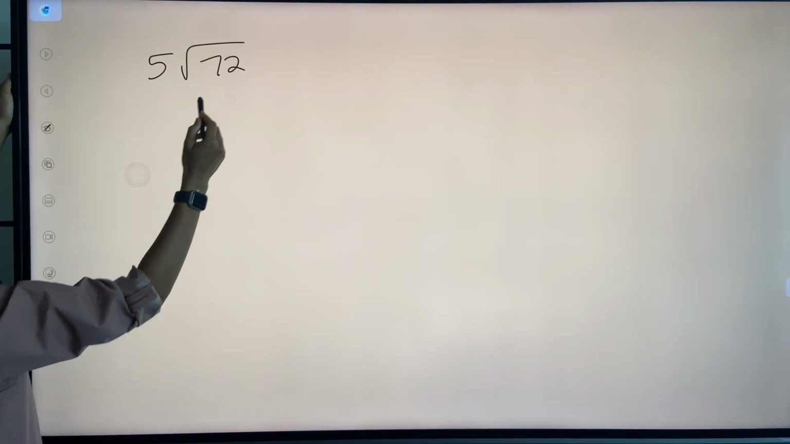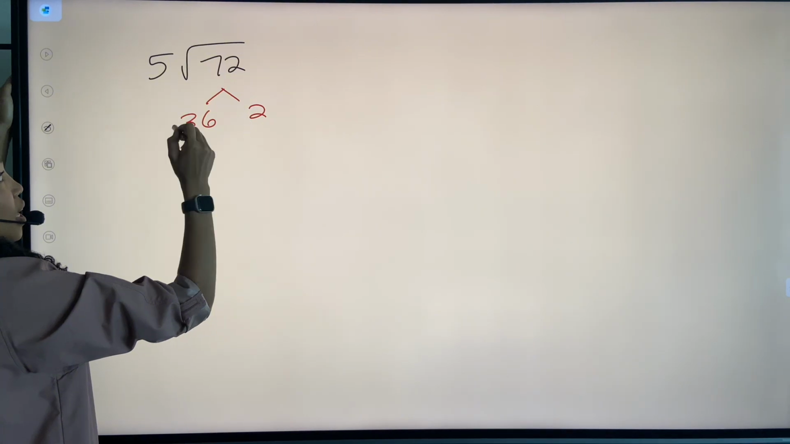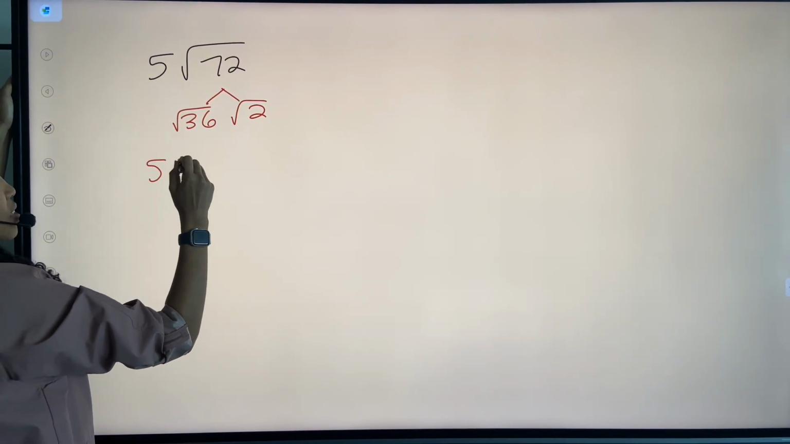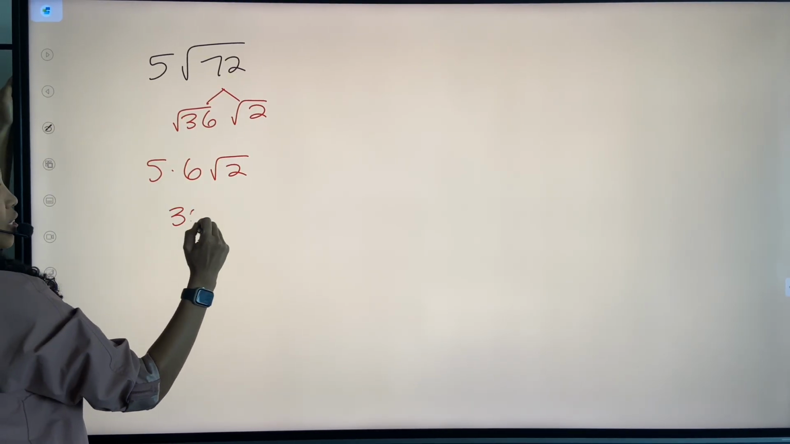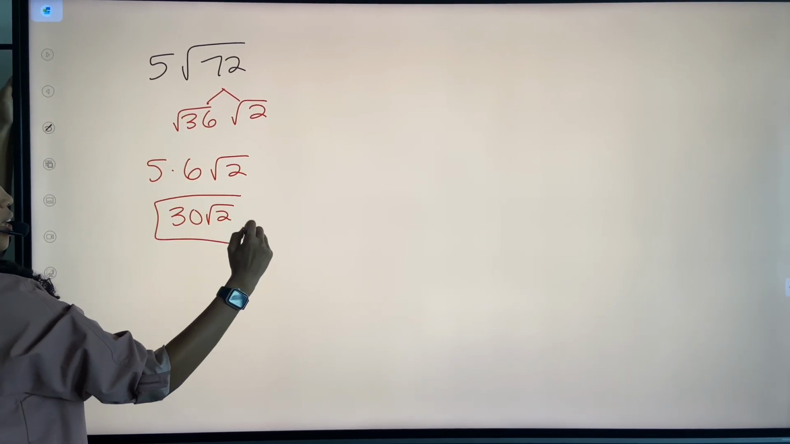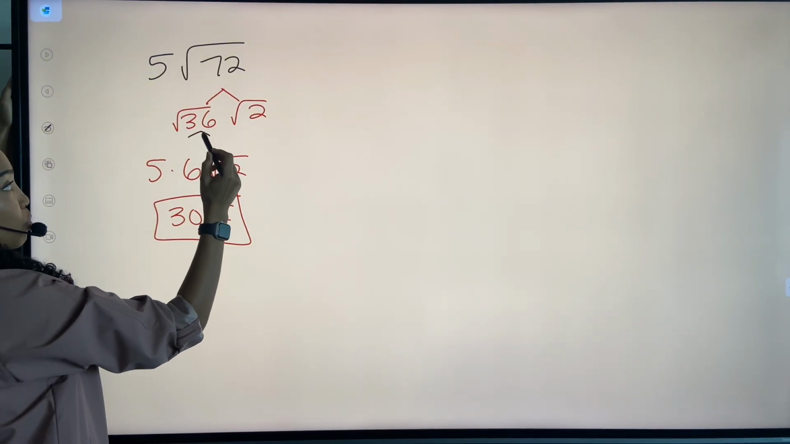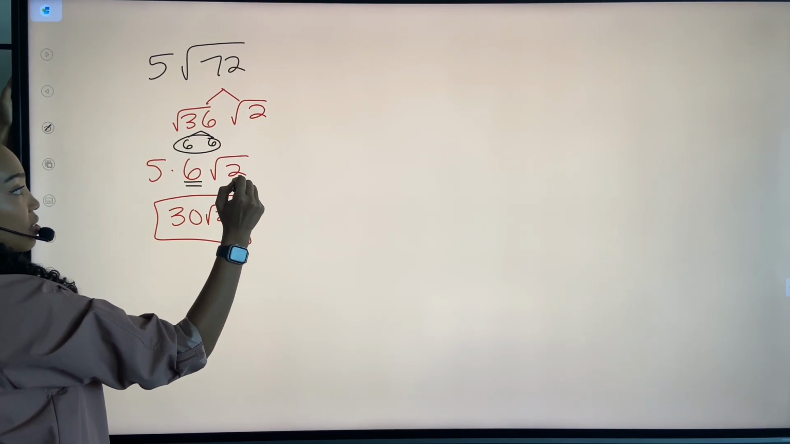Next one, 5 square root of 72. I can look at this and say 72 is 36 times 2. And I know the square root of 36. That's just 6. So this is 5 times 6 times the square root of 2. 5 times 6 is 30. So that is your answer. What you probably did was you broke this down even more into 6 and 6. That's a pair, it goes outside. Whatever doesn't have a pair stays on the inside.